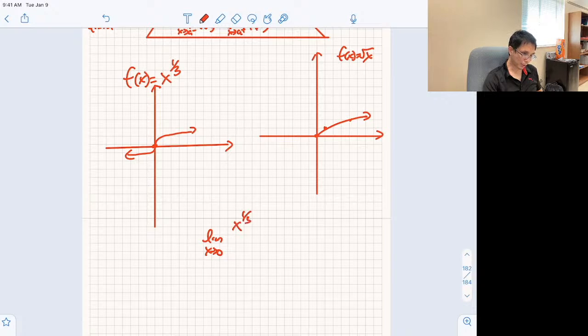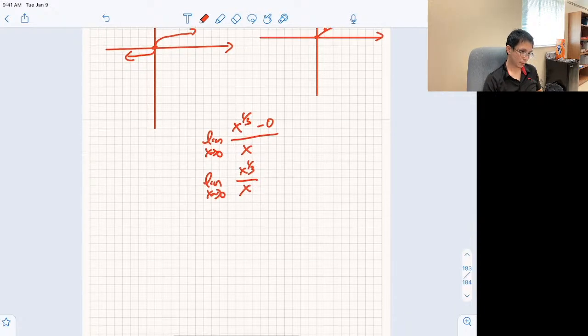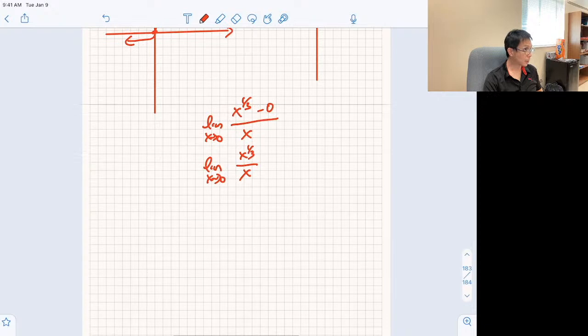So x to the 1/3 minus 0 over x. And guess what? That's going to be limit x approaches 0 of x to the 1/3 over x. Which one's larger? The bottom part is larger, right? So can I say limit x approaches 0 of 1 over x to the 2/3? Does that make sense? No? Doesn't make sense, Kevin? No, I'm saying it doesn't make sense to do it. Does it make sense or doesn't? Yeah, it does make sense.